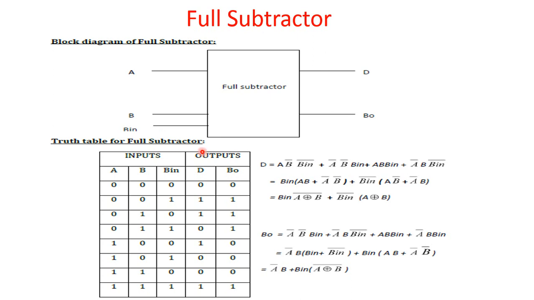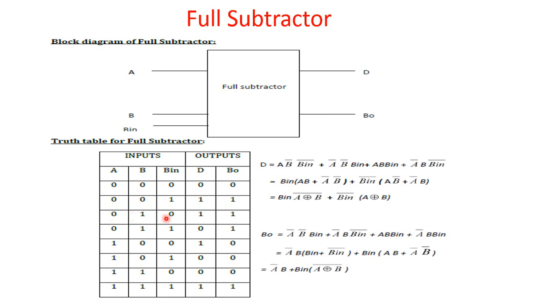The truth table for the full subtractor. With 3 inputs, 2 to the power 3 equals 8 combinations of the input. The inputs are A, B, Bin, and the combinations run from 0, 0, 0 up to 1, 1, 1. The outputs are difference and borrow. For the input 0, 0, 0, difference is 0 and borrow is 0. For the input combination 0, 0, 1, difference is 1 and borrow is 1.